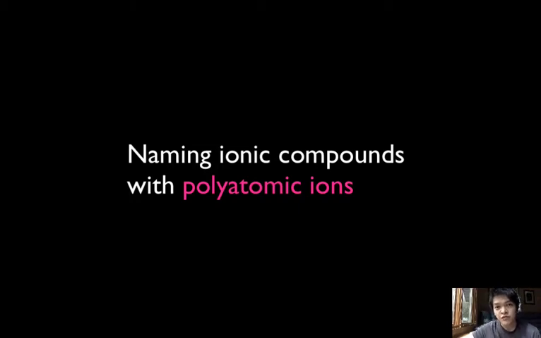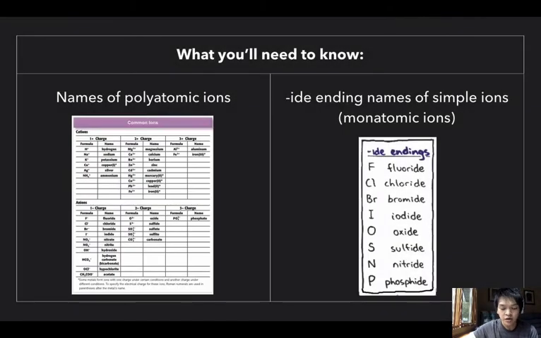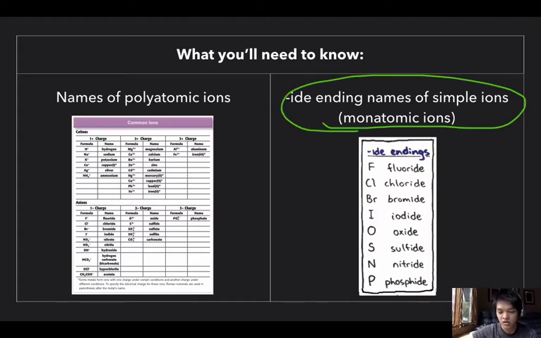In this video, we're going to go over how to name ionic compounds that contain polyatomic ions. So what we're going to need to know is the names of some polyatomic ions. I really encourage you to get familiar with all the polyatomic ions that are in our resource sheet. We're also going to have to remember the IDE ending names of simple ions, namely the second element. So fluoride, chloride, bromide, iodide, oxide, sulfide, nitride, and phosphide.